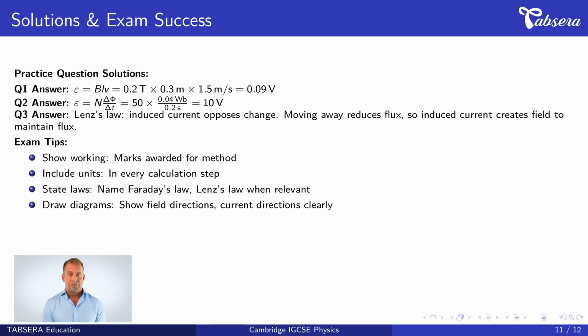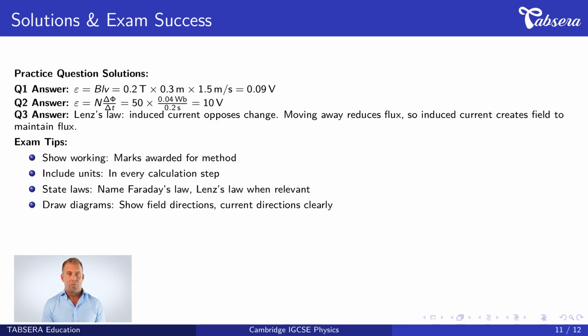Let's review the solutions. For question 1, we use the motional EMF formula. Epsilon equals BLV equals 0.2 Tesla times 0.3 meters times 1.5 meters per second equals 0.09 volts. For question 2, we apply Faraday's law with multiple turns. Epsilon equals N times delta phi over delta t equals 50 times 0.04 Webers divided by 0.2 seconds equals 10 volts. For question 3, we explain using Lenz's law.